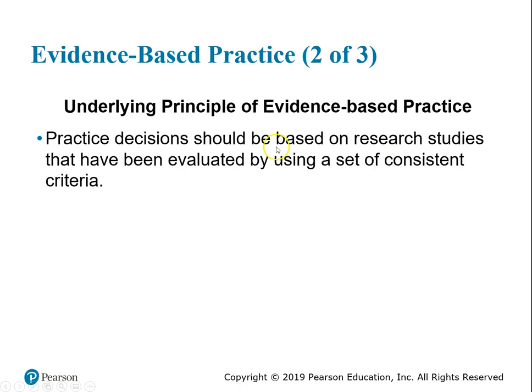I think I just said this, okay? It says here, practice decisions should be based on research studies that have been evaluated by using a set of consistent criteria, okay? Anything that's published in a peer-reviewed journal is exactly what it says. It means that other peers, right? Other doctors, other scientists have reviewed that work before it actually gets put out there. Okay, so it's not just anyone writes anything and puts it out there. It is extensively reviewed. Okay.